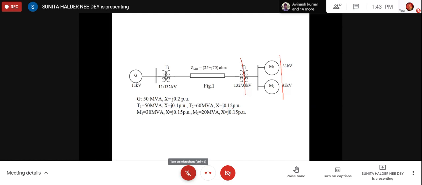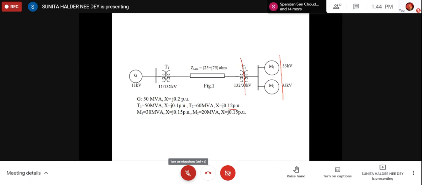Now you see, if you consider this transformer on the primary side also, there is no issue, because the primary side voltage level for transformer T2 is 132 kV, and the secondary side voltage level is 33 kV. So both are the base voltages. So there will be no change in reactance due to a change in base voltage. There will be a change in reactance only due to the change in base MVA, because this 0.12 per unit, the reactance of transformer T2, is calculated based on 60 MVA.